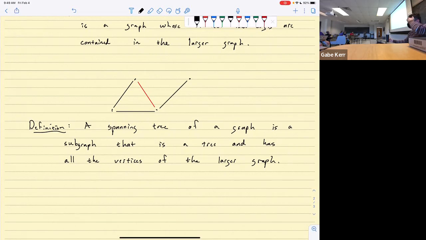Okay. So do I have a spanning tree? Is the red subgraph a spanning tree of this larger graph? No. So why is it not? Guys, quiet.